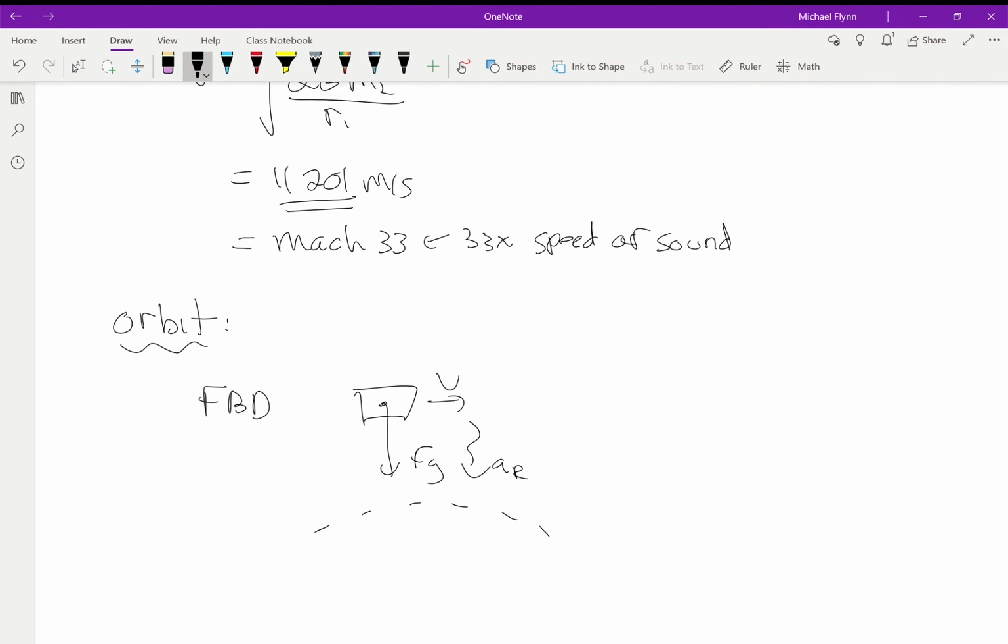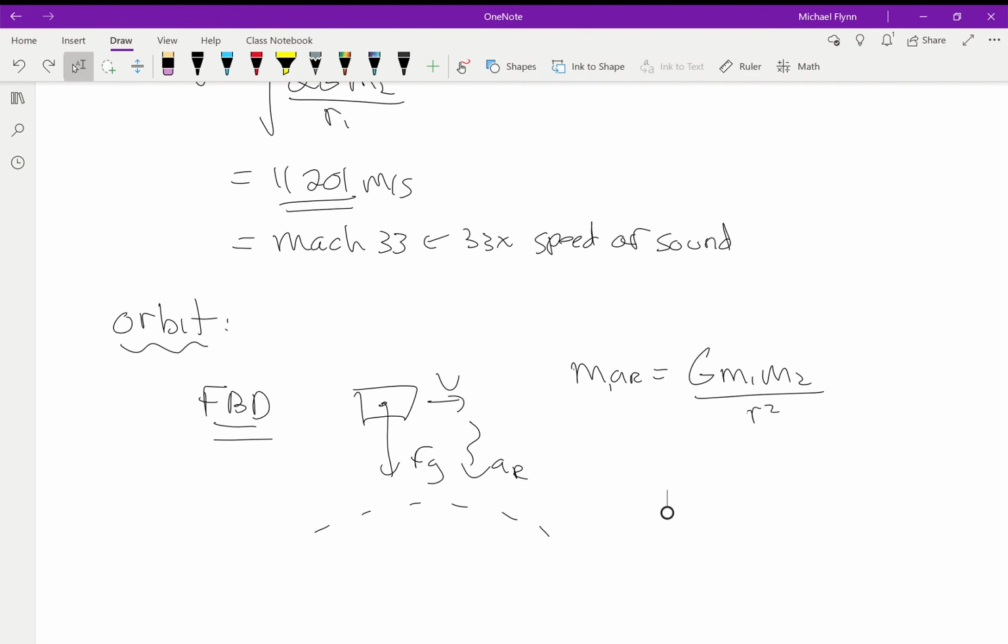There's only gravity, right? So it's a centripetal motion problem, and we know that M A_R will equal G M1 M2 over R squared, the force of gravity. Now this M1 is the mass of the satellite. Okay, actually, you know what? I'm not going to cancel it. I'm going to leave that in there for a second.